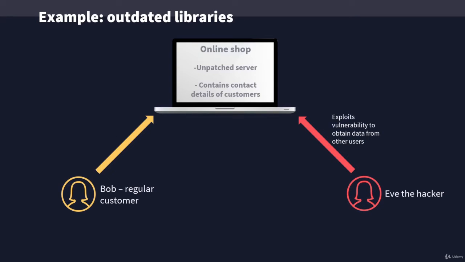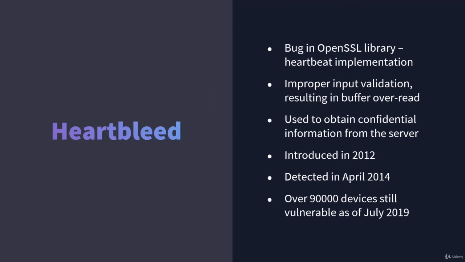In our second scenario, we again have an online shop which contains private information such as contact details of customers. In this case, the online shop is hosted on an unpatched server. Besides that, we have Bob, a regular user just buying stuff online. On the other side, we have again Eve the hacker, who tries to obtain confidential information using vulnerabilities from the unpatched server. This might seem a bit abstract, so let's see a more concrete example.